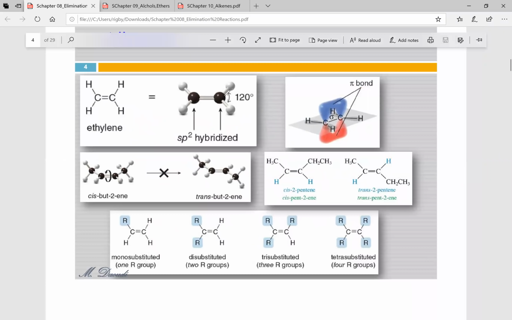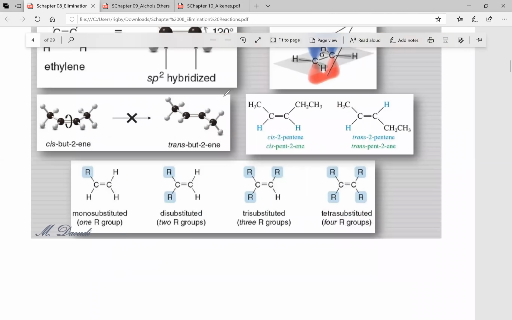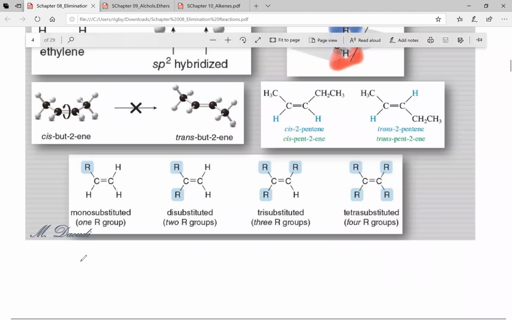So recall, when we're talking about alkenes, there are a few stability rules that we have to keep in mind. The more R groups, which essentially means the more carbon-based groups that a double bond has attached to it, the more stable it is. So if you're monosubstituted, you have one R group. You're less stable than a disubstituted with two R groups, less stable than a tri, and less stable than a tetra.